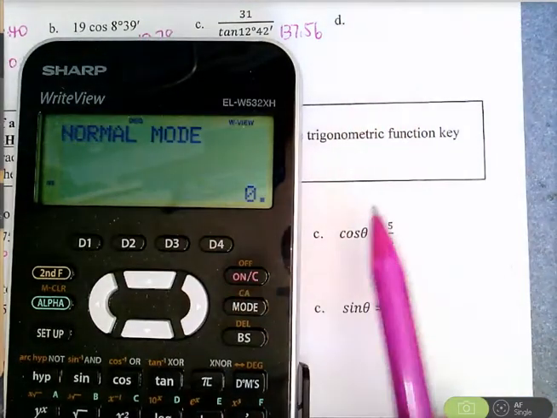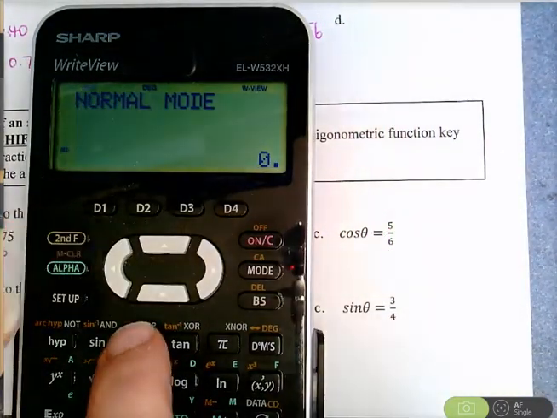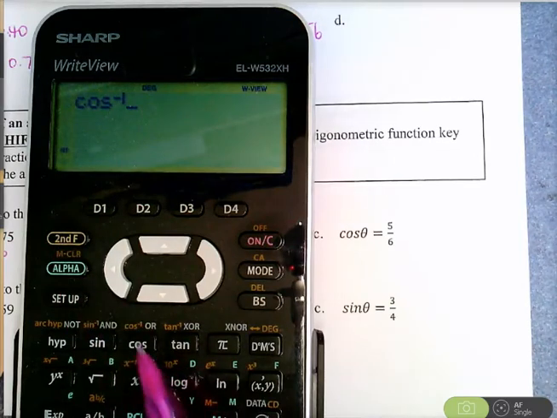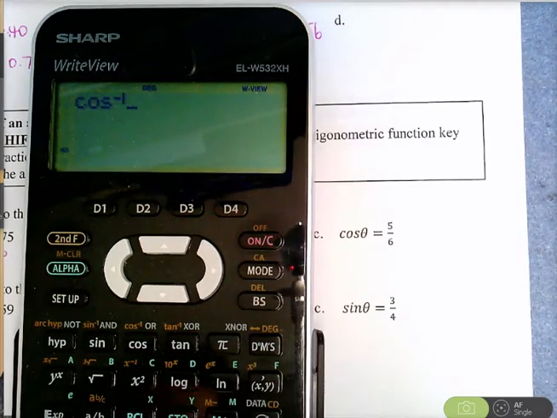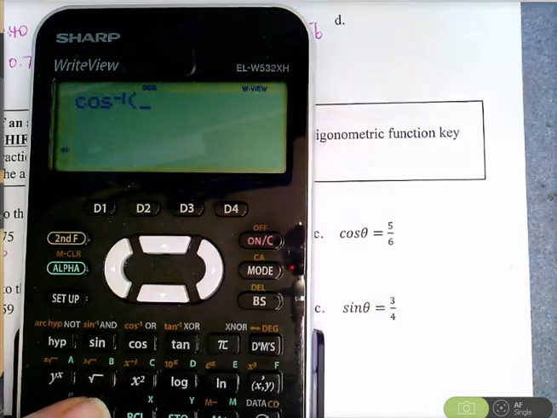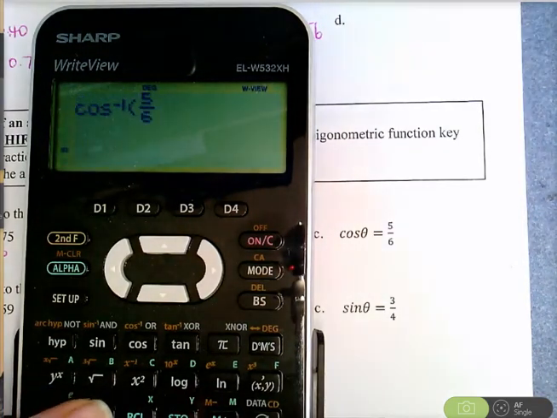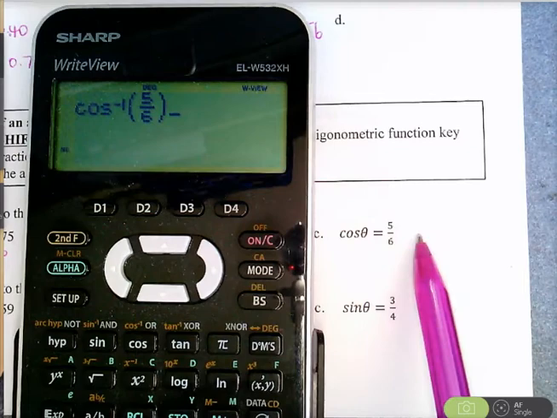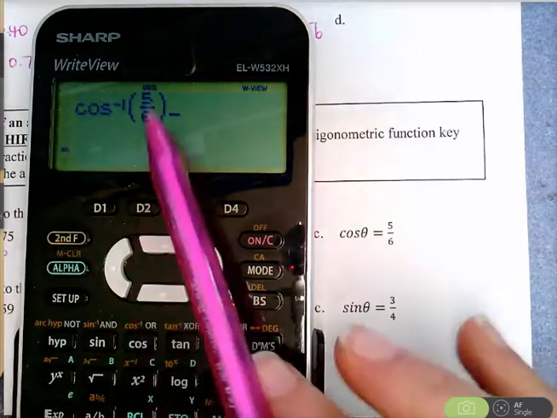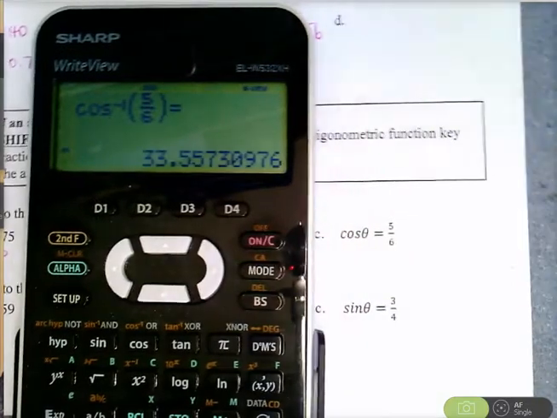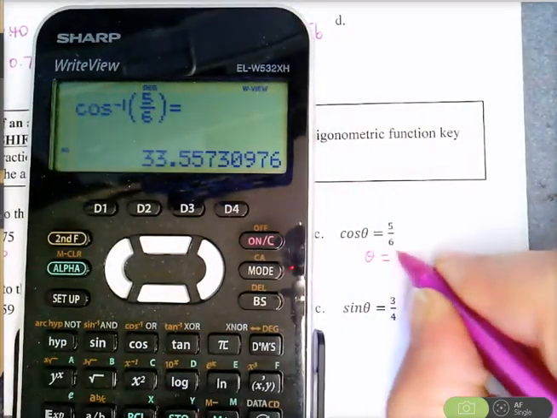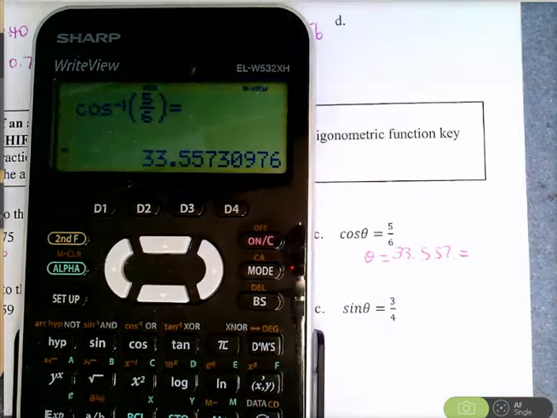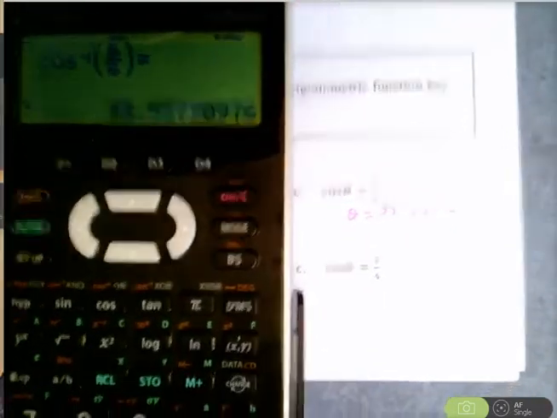Now the last one, cos of theta is 5/6. So we go second function cos, because we don't know the angle. Cos of something is 5/6. Second function cos, and now I put brackets if I want, or I can just press my fraction. Or I can go brackets, 5 divided by 6, and close my bracket. So I enter my fraction 5/6 and press equals, and I get theta is 33.557, etc. In decimal format, like I said, it's easier to round it off to degrees.